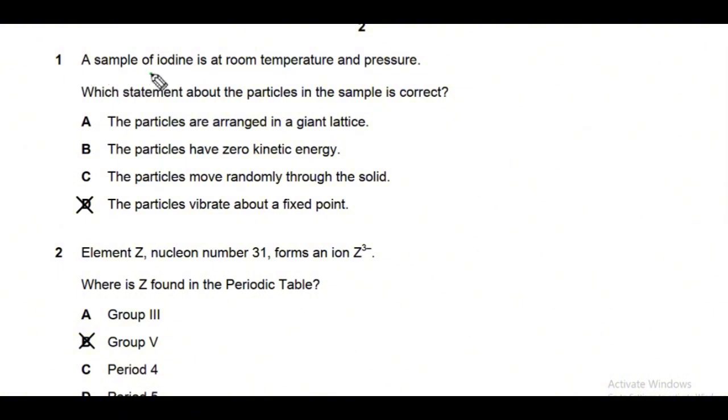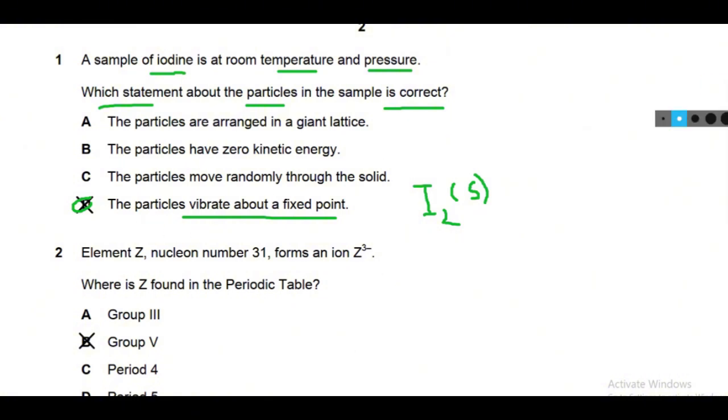A sample of iodine is at room temperature and pressure. Which statement about the particles in the sample is correct? D is the correct answer. The particles vibrate about a fixed point because at room temperature iodine's physical state is solid. So in a solid the particles only vibrate about a fixed position. So D is the right answer.